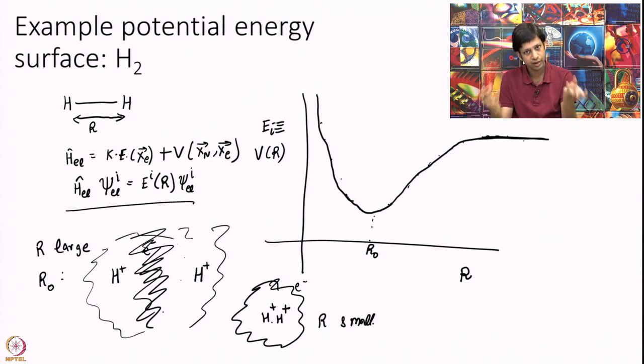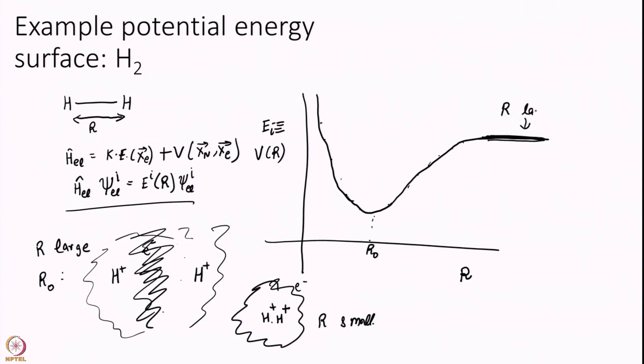When they become a little bit far away, the electrons can come in between and shield this repulsion from each other. And once they become too far, then it is irrelevant. The two protons do not even see each other. They are so far away. Let us say they are 1 kilometer away. Then the two protons do not see each other. So, if I make even small differences, I will still get a flat energy surface here. So, this is R large. This is R optimal. And this is R small.